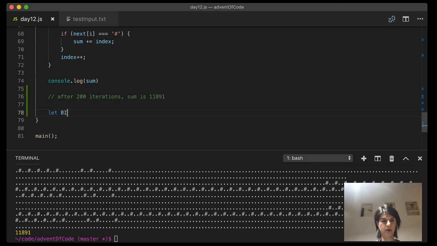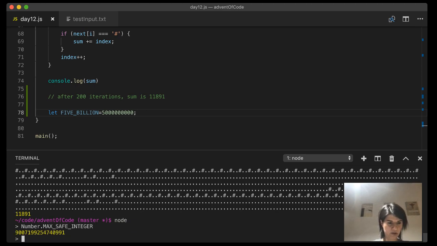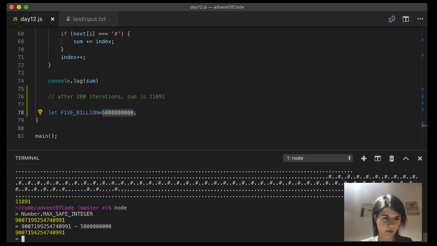Let 50 billion equal 50, 123 million, 123 thousand, 123. Number that max safe integer. So this minus, oh, good. This is way bigger. Okay, I thought this is another problem here.